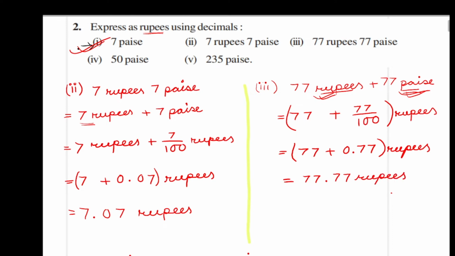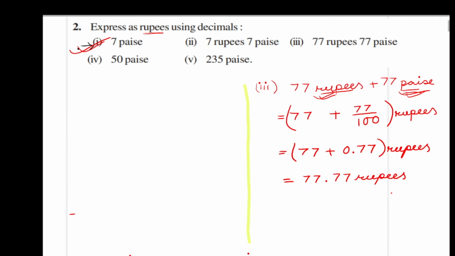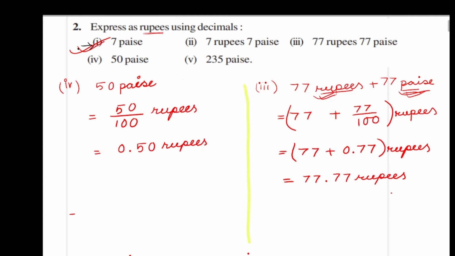Okay. Next, question number 4 will be 50 paise. So it will be 50 by 100. When you divide by 100, immediately you have to change the unit also. Then it will be in rupees. So it is 0.50 rupees. Okay. Next question number 5.